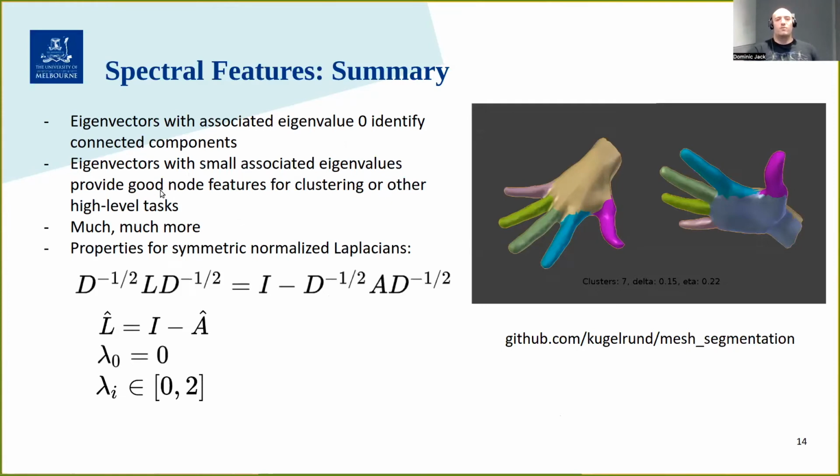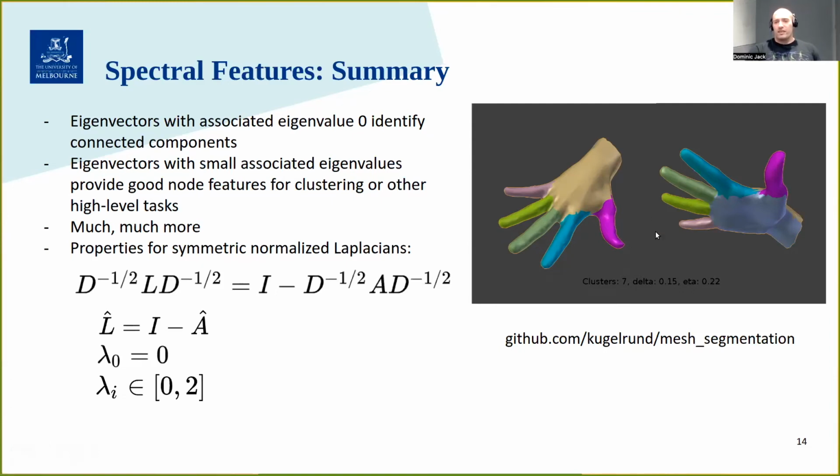Right? And these properties are mostly the same for the symmetric normalized Laplacian, which just looks like our L, our normal Laplacian matrix, pre and post multiplied by D to the minus half. Which we'll often also write as I minus A hat. A few things that are nice to know about spectral features. Just like our normal Laplacian, our lowest value is 0, and all of our eigenvalues are between 0 and 2.